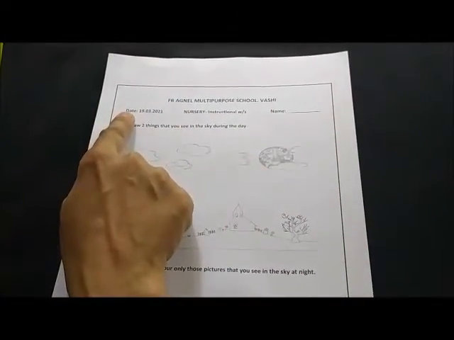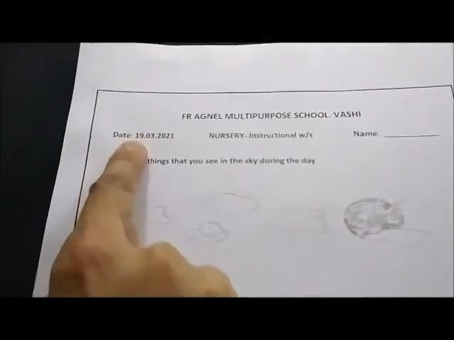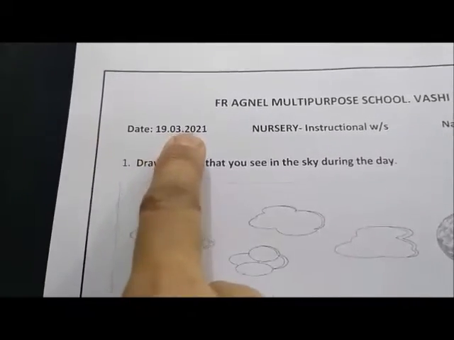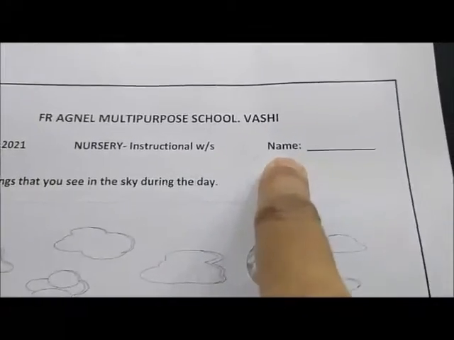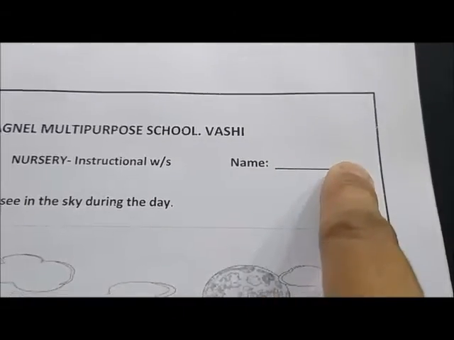Welcome for today's session. Children, you have learned topics like water vehicles, sky by day and sky by night. So today, let's quickly revise these topics by solving a worksheet. So get ready with your crayons and let's begin this activity. Teacher has already written the date for you, 19.3.2021. You will write your name here.